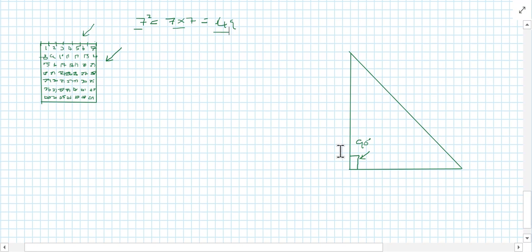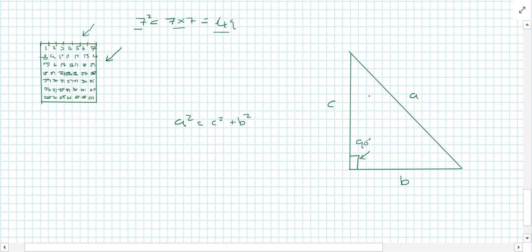So what we have here, imagine we call this side A, this side C, and this side B. So A, B, and C. Pythagoras' theorem states that this side, your bigger side, A squared, is equal to C squared plus B squared.